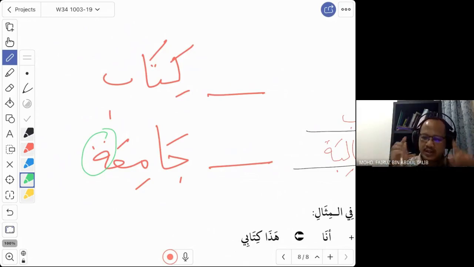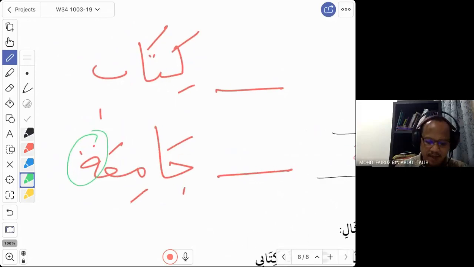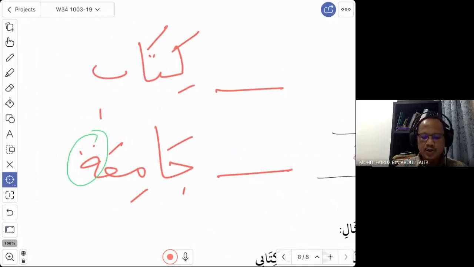So we have to look at the word. Look at the word kitab and look at the word jami'ah. The word will have a gender. So this is called the grammatical gender of the word. So what is the gender of the word kitab and what is the gender of the word jami'ah? So you have to look to what Samida said just now.